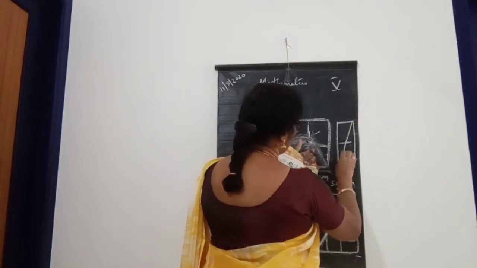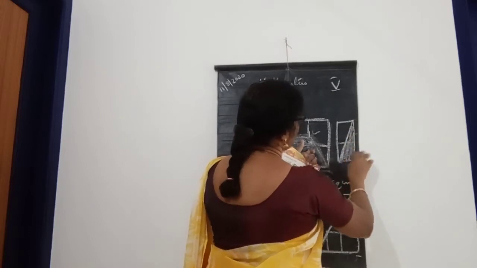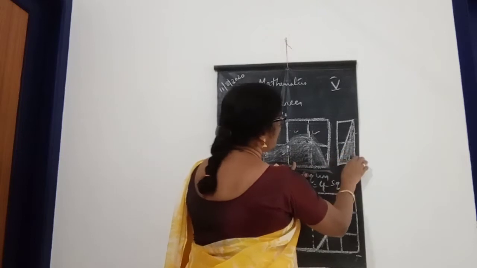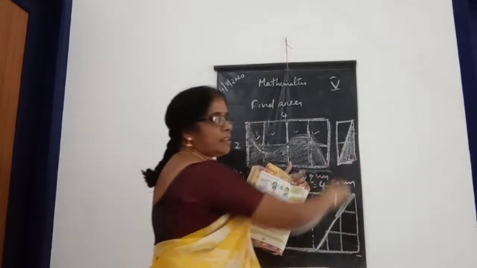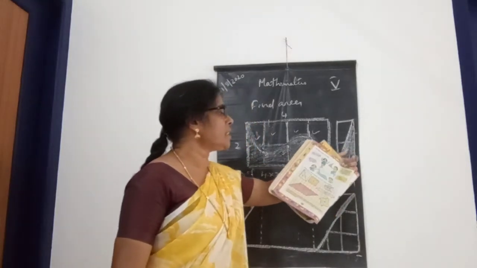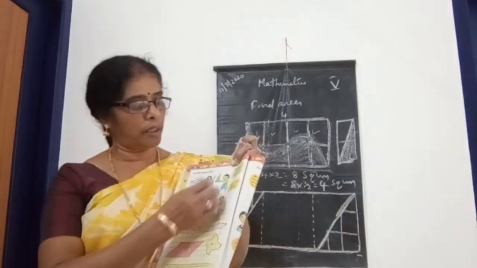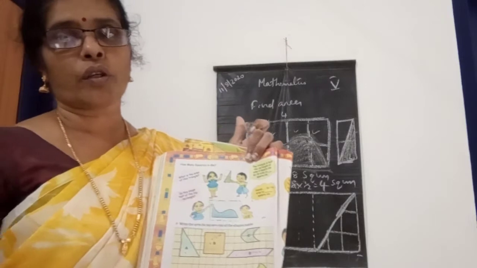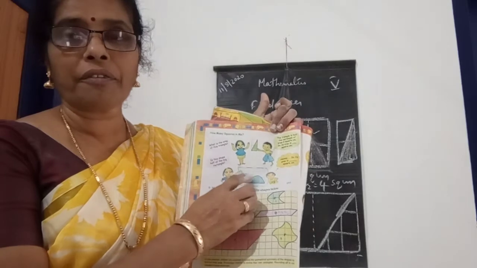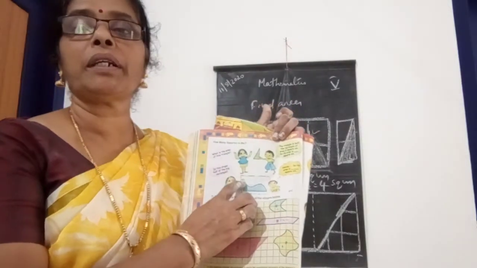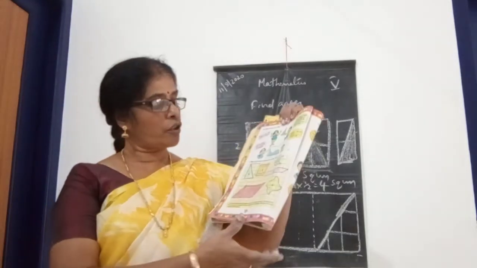This one is the half of this shaded portion. Yes, look here. This one is the 2 square centimeter rectangle, and this triangle is the half of this rectangle. That is 2 square centimeter. Then half of that rectangle means that is 1 square centimeter. So the area of this triangle is 1 square centimeter, and this one is the half of this rectangle. This one is 8 square centimeter. So half of this shaded portion means half of 8. That is 4 square centimeter.